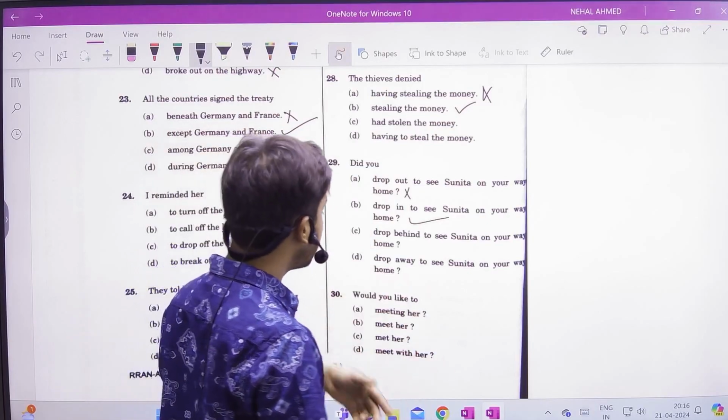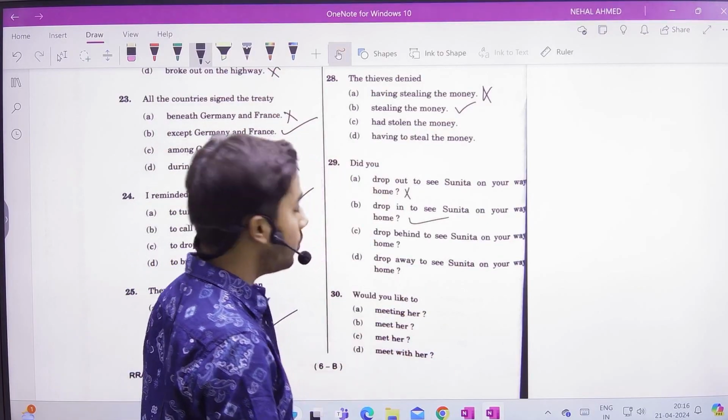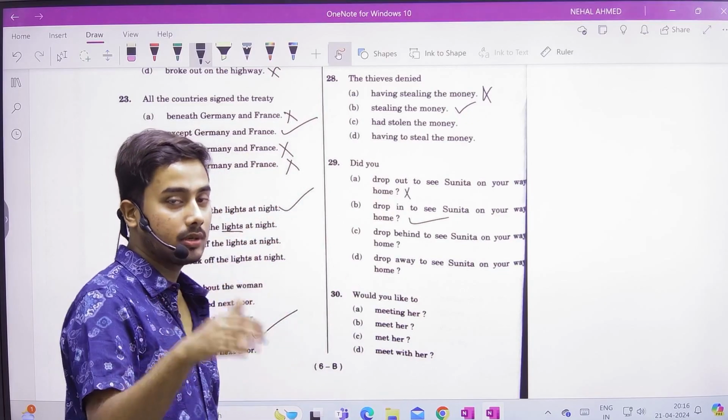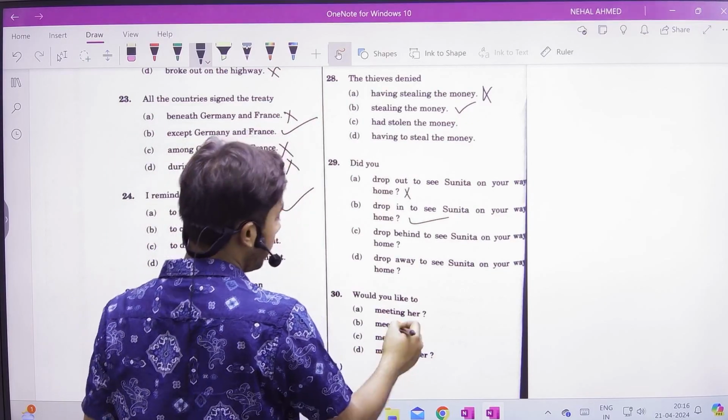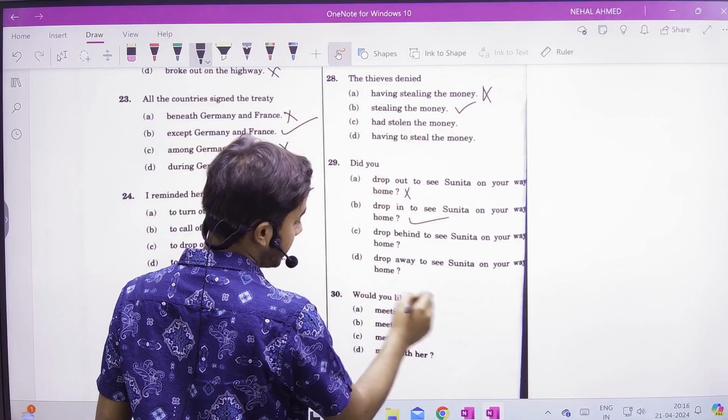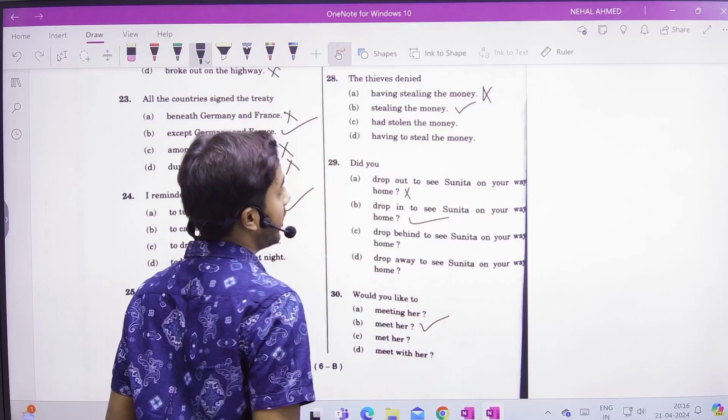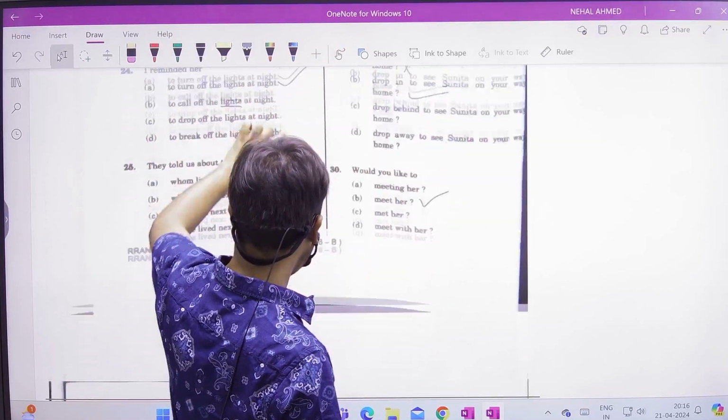Would you like to? After "to", we cannot use the second, third or fifth form of the verb. We always write the first form. Would you like to meet her is the right option. Great, then moving forward.